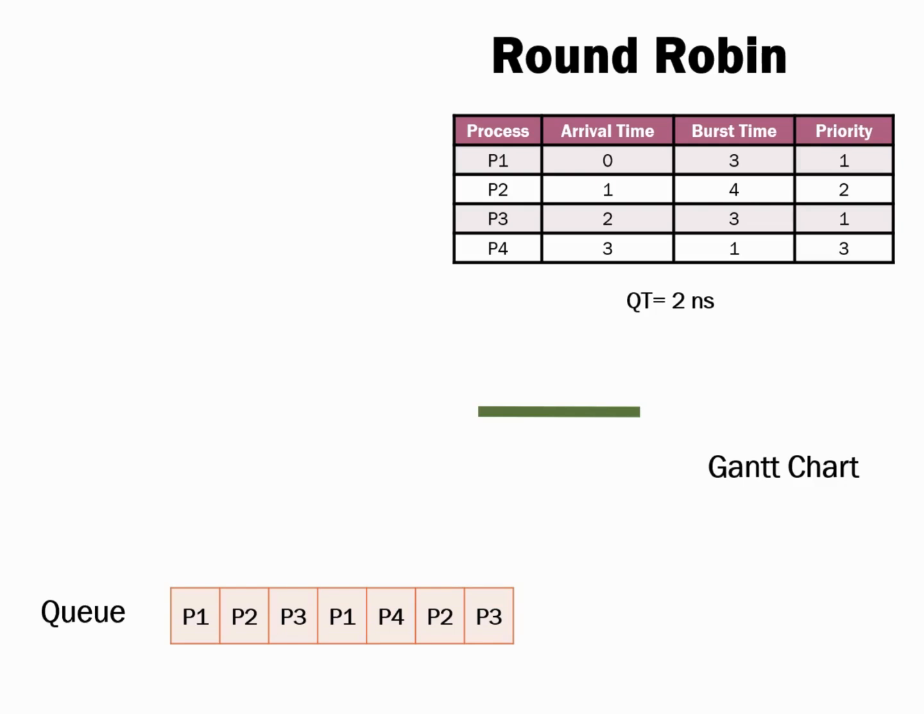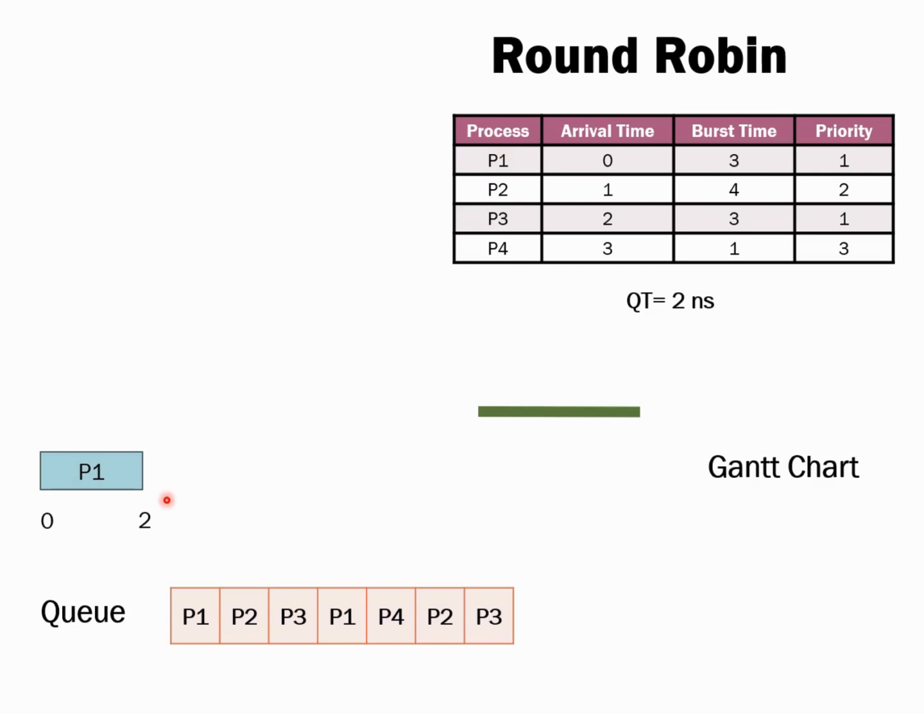So let's talk about the first example. We want to use the round robin algorithm to schedule this example. The quantum time here is 2 nanoseconds, as you can see. So at time 0, only one process is in the system, already queued.